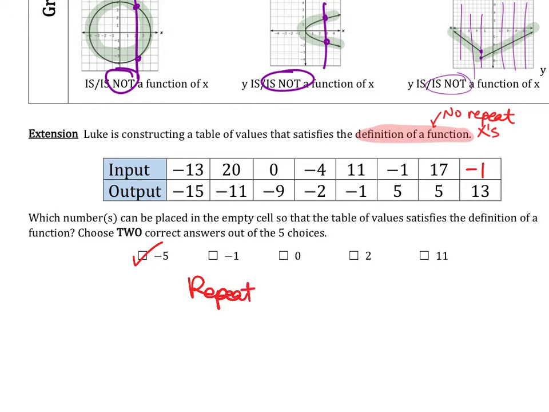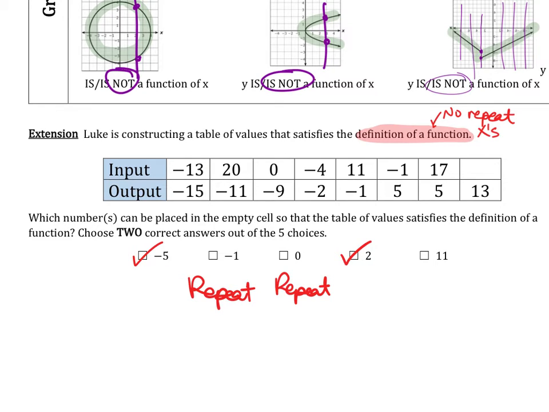You can put in 2. I could put in 2? Okay, I'll get there. Let's check 0 though. Can I put 0 in there? No, because that makes me repeat again. Okay. And now let's get to 2. You already said it's in there, but let's check. Does that make me repeat anything? No, so that is one of the numbers I can use.